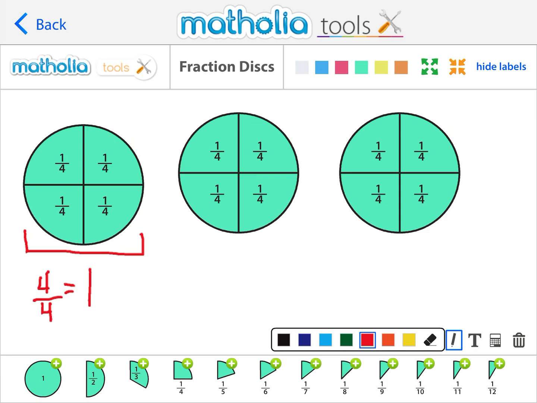All right, so let's look at what it would be for 2 whole pizzas. So we do know, again, that there are 4 in every whole. We can go ahead and count them, though. 1/4, 2/4, 3/4, 4/4, 5/4, 6/4, 7/4, 8/4. 8/4 represents 2 wholes.